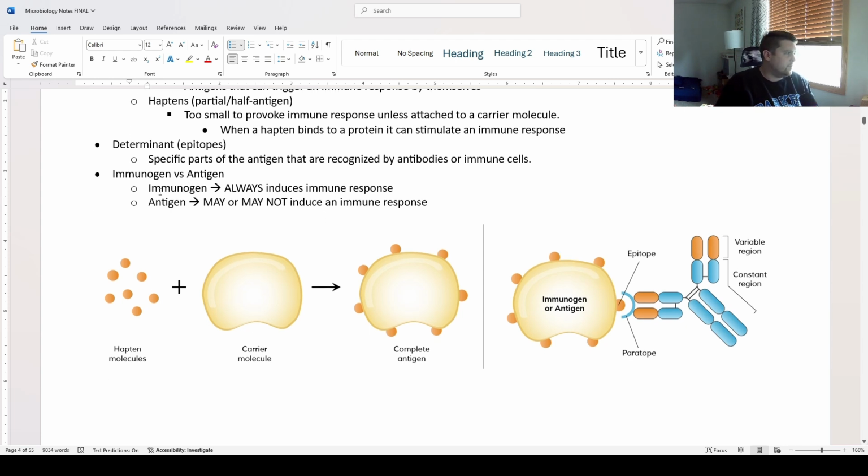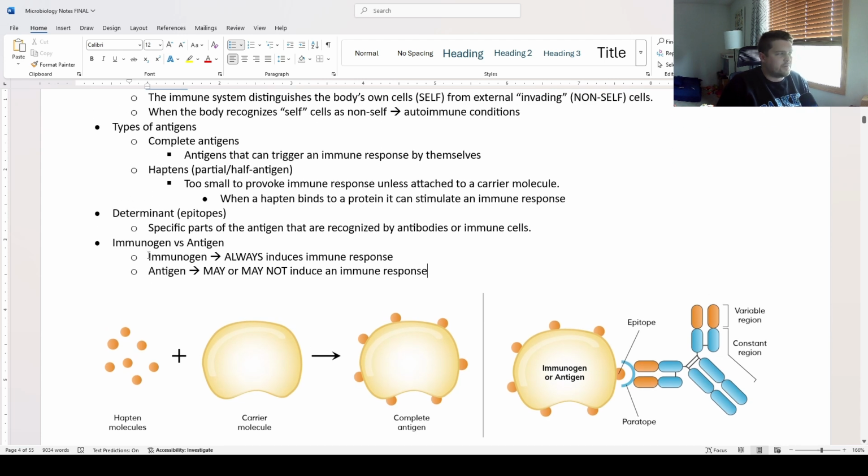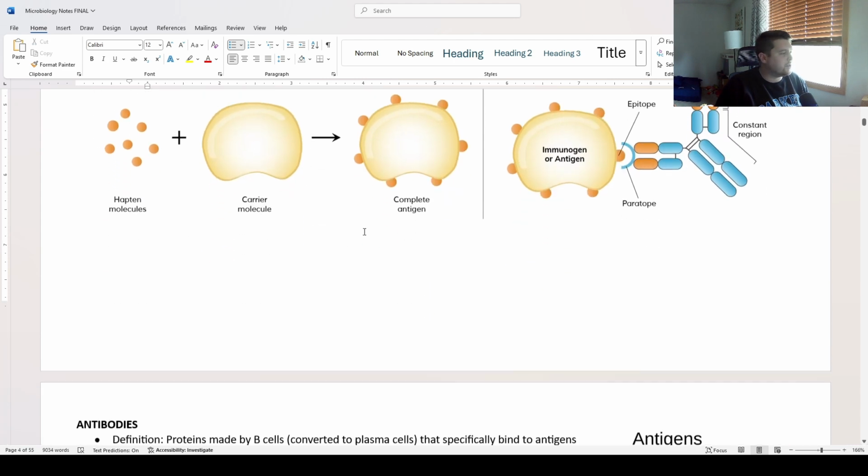Additionally, kind of a secondary word is called an immunogen. Immunogen, these are always going to cause an immune response, whereas an antigen may or may not cause an immune response. Mostly just the focus on that is the immunogen, in case you get that word as a question.